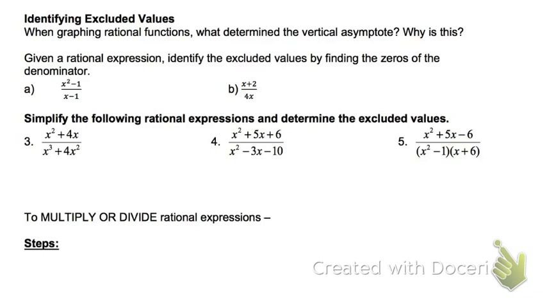So for instance, on A, what would my excluded value be? x equals 1. And for B, what would my excluded value be? 0, because 4x equals 0. Divide by 4, you just get x equals 0. Wait, how are you doing this? I'm just setting the denominator equal to 0.